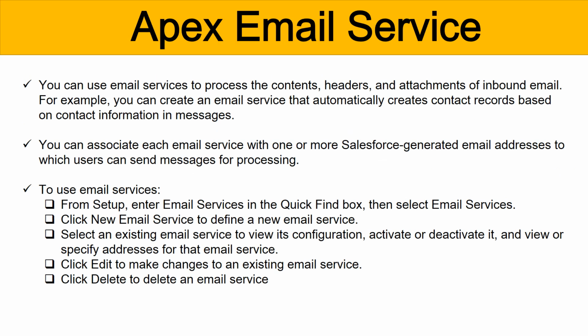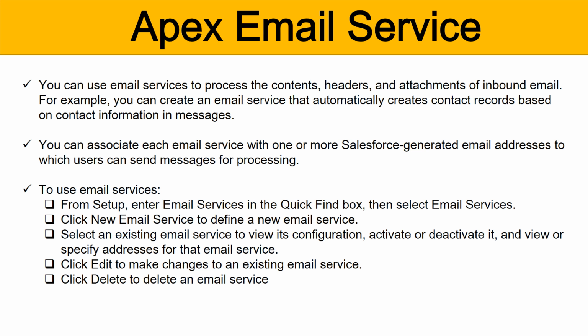Next, what is email service? You can use email services to process the contents, headers, and attachments of inbound email. For example, you can create an email service that automatically creates contact records based on contact information in messages. You can associate each email service with one or more Salesforce-generated email addresses to which users can send messages for processing. To give multiple users access to a single email service, you can associate multiple Salesforce-generated email addresses with the email service and allocate those addresses to users.